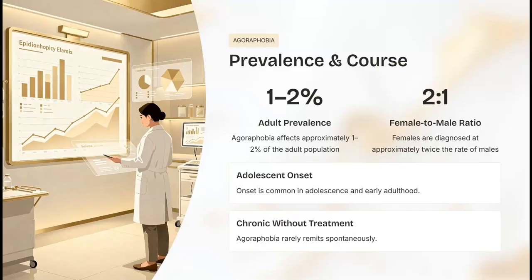Agoraphobia is one of the most prevalent phobic disorders, which affects about 1 to 2% of the adult population. Females are diagnosed with agoraphobia at about twice the rate of males, and that's likely due to some biological and societal factors. Onset of agoraphobia is common in adolescence and early adulthood, so identifying and treating it early is critical. Without proper treatment, agoraphobia tends to follow a chronic worsening course, and it rarely improves spontaneously. So they need treatment for agoraphobia.